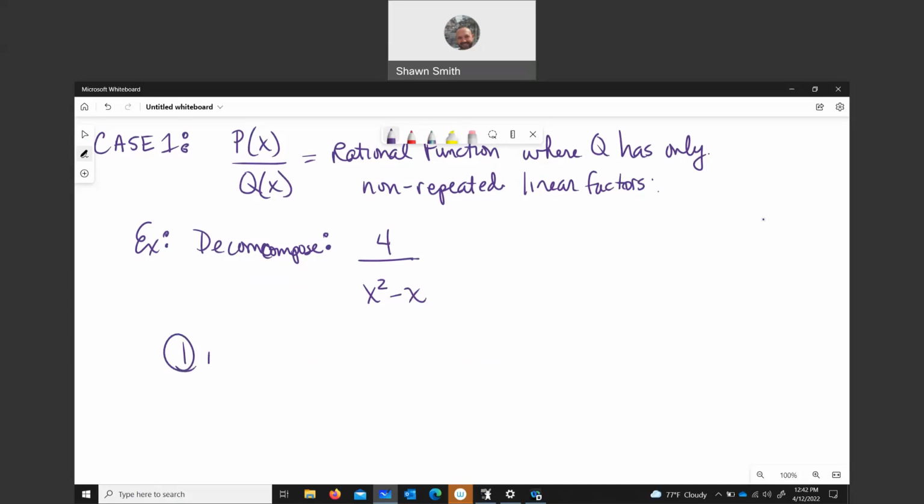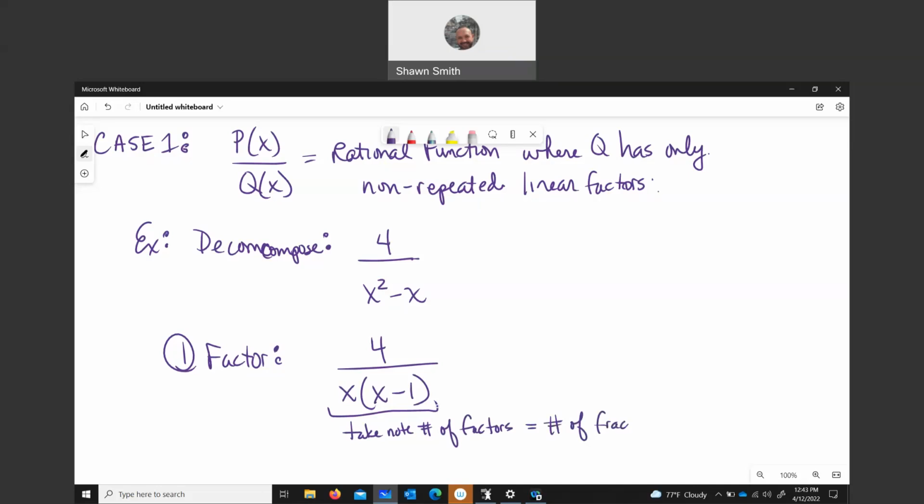So first factor. This will be 4 over, I could take out an x, right? x times x minus 1. Okay, so each factor is linear, right? x to the first power and then x minus 1, x is still to the first power. So take note of how many factors you have. This is going to equal the number of fractions. So we've got two factors there. They're both different. They don't repeat, right?